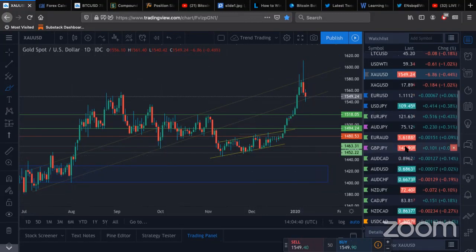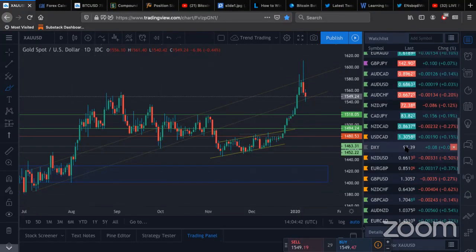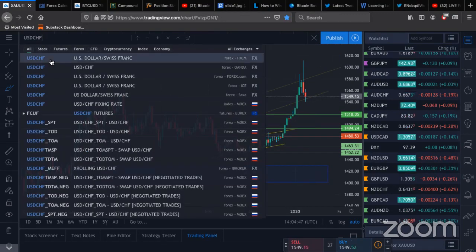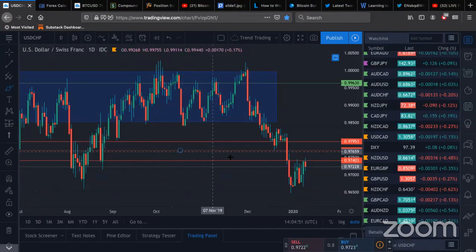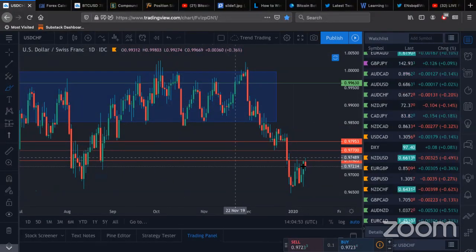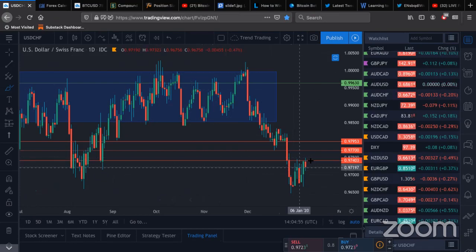Let's start there, Mima. Let's start with US dollar, Swiss franc. I saw last night the Swiss franc was very strong versus the euro. I have no idea what she's doing versus the dollar. I see right now that she's coming up on the daily and testing this resistance right over here.